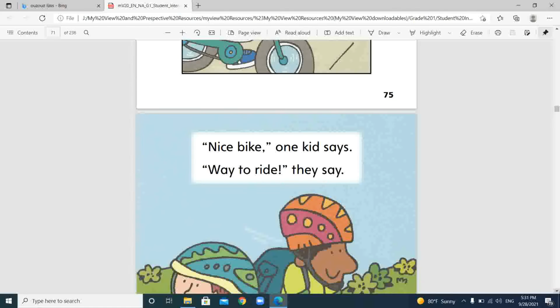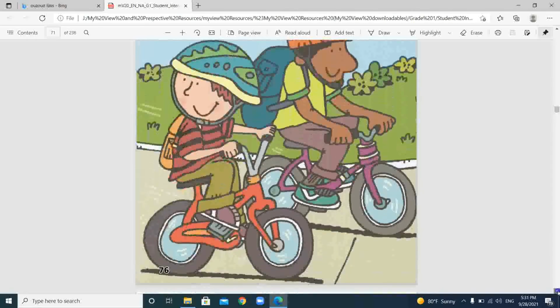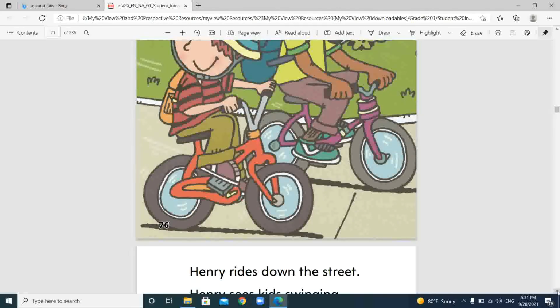Nice bike, one kid says. Way to ride, they say. So these big kids tell Henry that he has a nice red bike and he is a good rider. He can ride the bike very well. That he's doing a good job riding the bike. Okay?